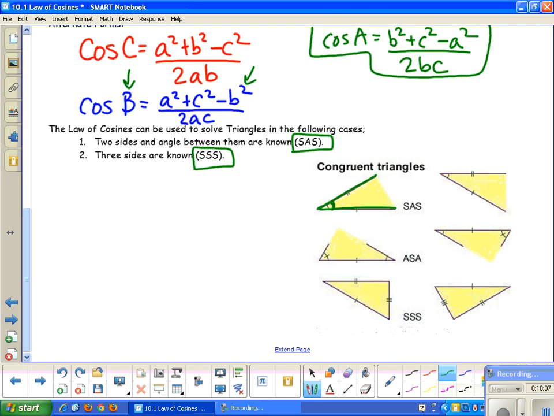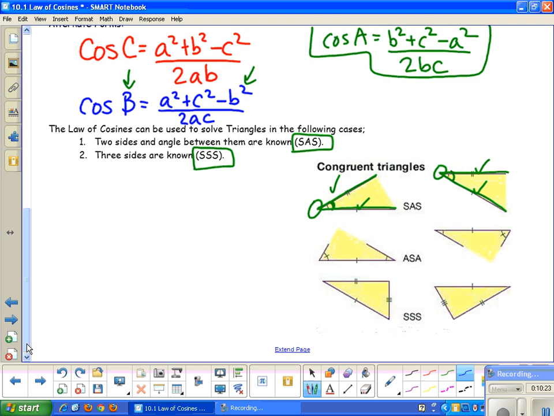So if I have that, then I can solve using the law of cosines. Or I could switch it up. I could do this side, that angle, and that side there. So again, this would be side, angle, and then side, and again, side, angle, side. So it has to be included.